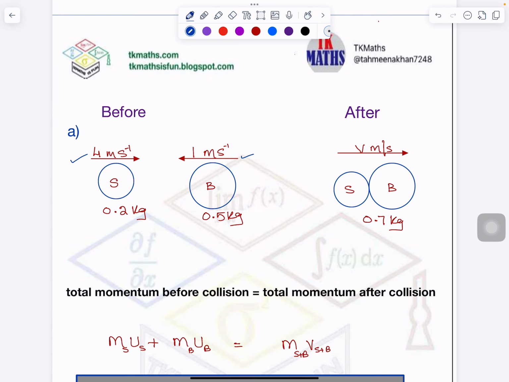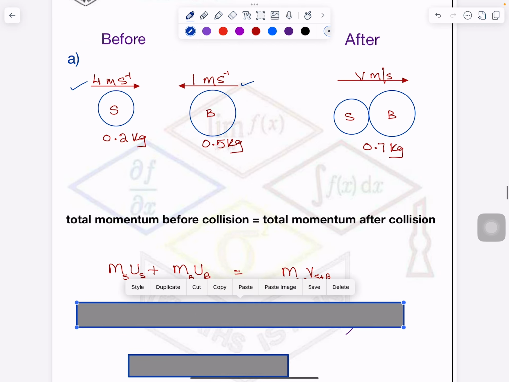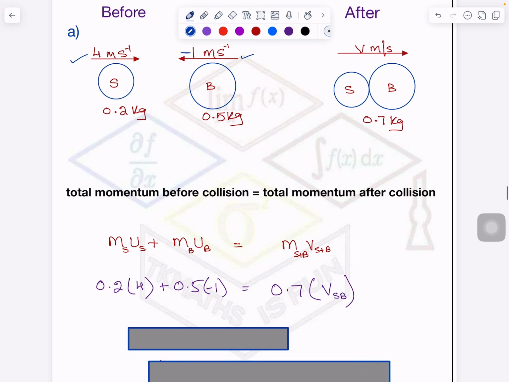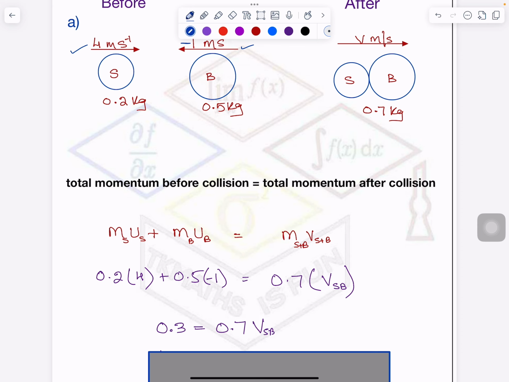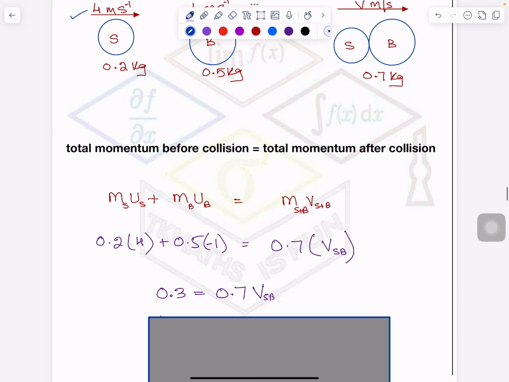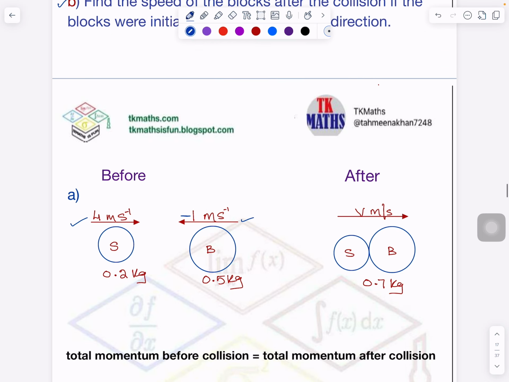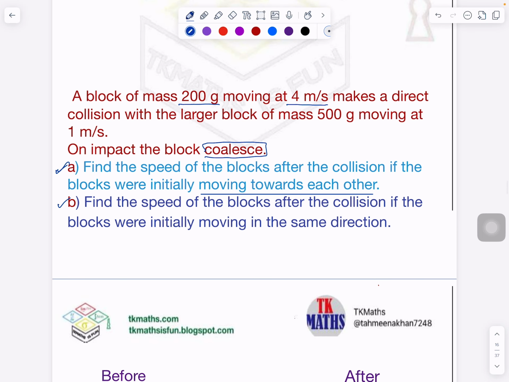Just like in the previous case, we have written the values, so we will just substitute the values here, okay? Because it is in the opposite direction, that's why I will take a negative value here. Then with simple algebraic manipulation, you will solve it and get the answer. Final answer we usually write in 3 significant figures. So it is 0.429.